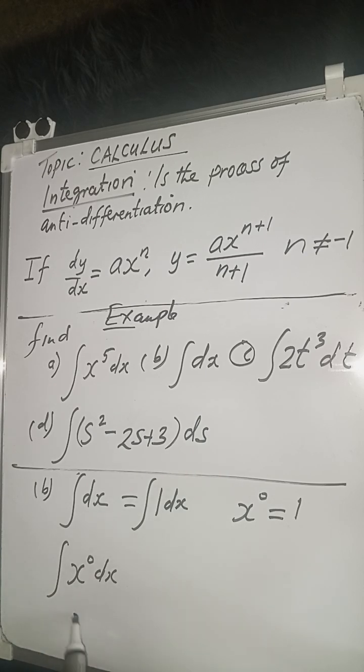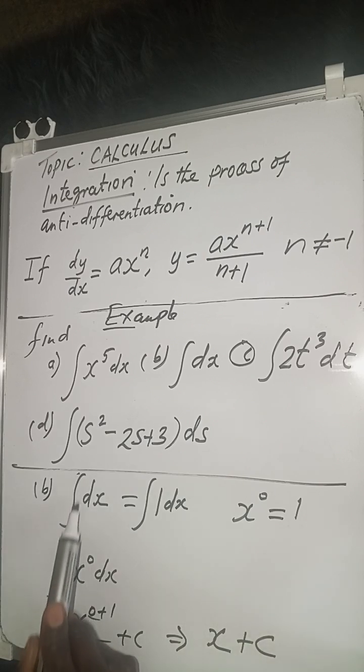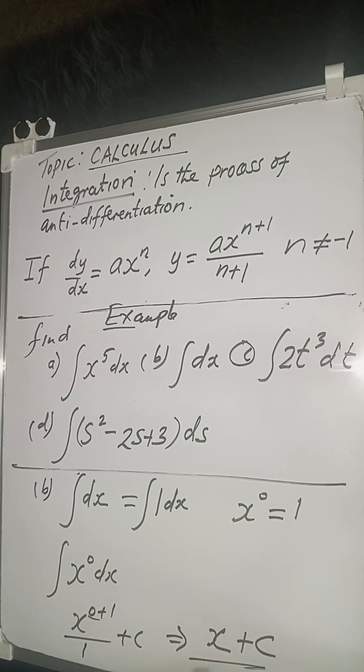So how do you do that? It will be x, it will be 0 plus 1 divided by the new power, which is 1 plus c. So this is going to give you x plus c. Remember, if you don't have a number, just give it a letter. It simply means there's a 1 there. That's what we mean. All right.